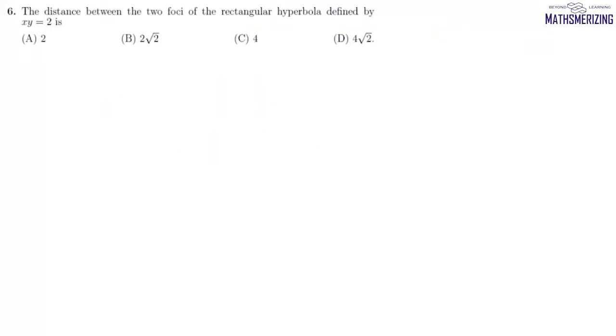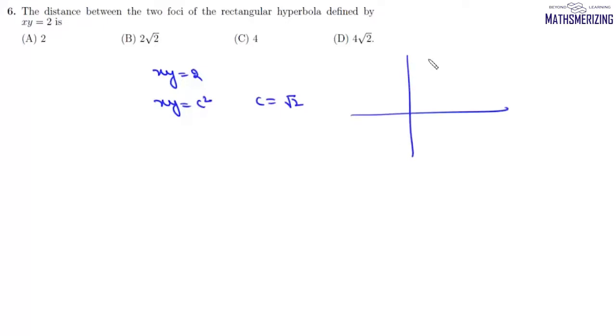Now question number 6, it is a standard question which says: distance between two foci of the rectangular hyperbola defined by xy equals 2. Now we know that this equation xy equals 2, we can compare it with the standard equation, which is xy equals c square, so the value of c is simply root 2. Now for a rectangular hyperbola, we know that the two foci are at (root 2 c, root 2 c) and (minus root 2 c, minus root 2 c).